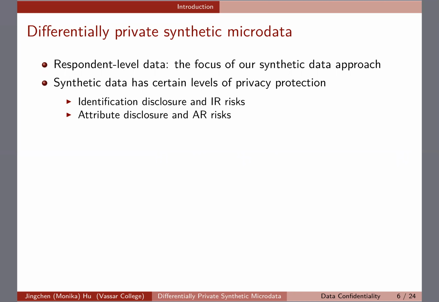And just want to mention that all of the work that you've been doing, the synthetic data that you're generating, will have certain levels of privacy protection, right? We talked about how to get identification disclosure, as well as the risk that we can compute, and the attribute disclosure and the AR risk that we can compute. So it's not that synthetic data does not provide privacy protection, it does. But as you have been seeing, it does contain certain levels of privacy protection, but it does rely on the knowledge and assumption of what the intruder knows, right?